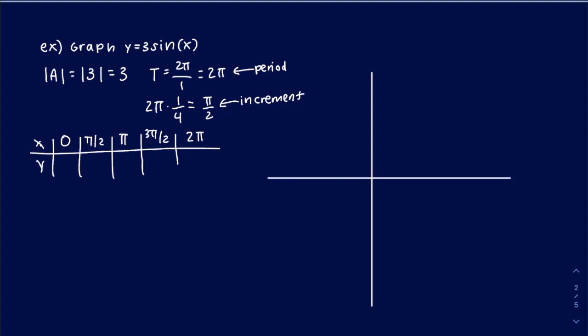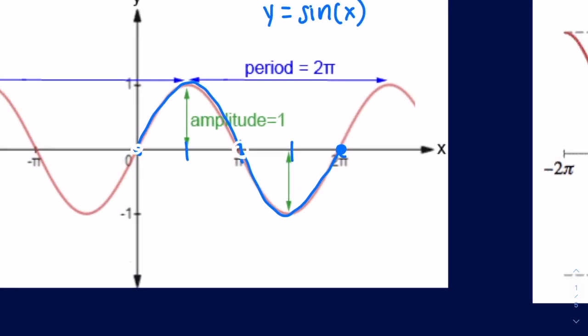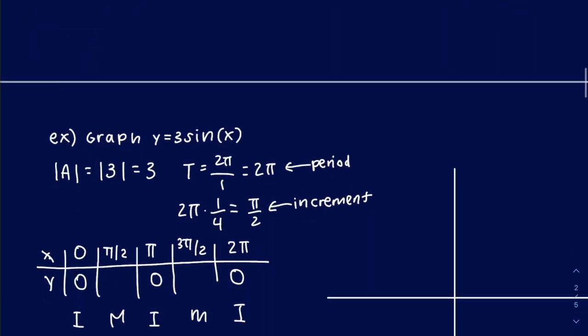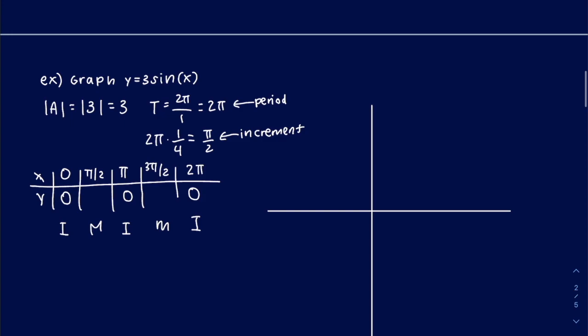So what we can do is use our acronym. So this is a sine function. So we're going to be using the IMImI acronym, which is intercept, maximum, intercept, minimum, intercept. So our intercept is going to be 0. As you can see, our intercepts are at 0 all over here. And then our maximum is going to be the positive amplitude. So our positive amplitude is 3. And then minimum is going to be our negative amplitude, which is negative 3.